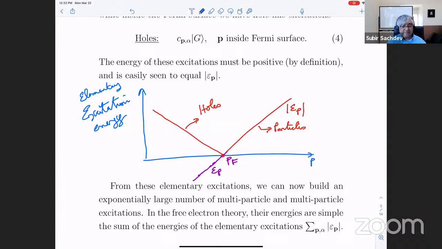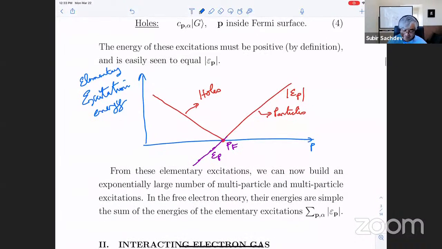So you can take any number of these quasi-particles. Sometimes quasi-particles includes quasi-holes in their definition, and you just add them up. So you take a bunch of p's and add them up, and that gives you some multi-particle excitation. Could be the particle-hole continuum, it could be the particle-particle continuum, Cooper pairs, whatever. But right now they're non-interacting, so the energy is just the sum. All right, so those are very trivial statements about the free electron gas.